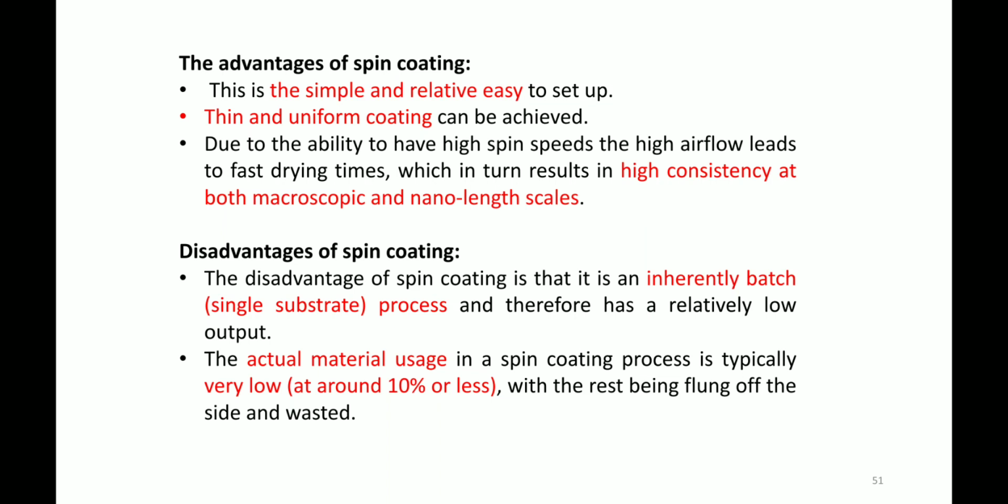Second is the actual material usage in spin coating process is typically very low. Okay, that is around 10% or less. What does it mean? So the precursor you are using, as I said, you are using some 100 microliter of precursor that you poured. Okay, that ink, you are using the volume of 100 microliter. Out of that 100 microliter, only 5 to 7 to 8% of the precursor was utilized for the deposition of the thin film, and the rest, more than 90% of the precursor, has gone off as a waste. Okay, has gone off as a waste. So this is a major disadvantage of this technique.